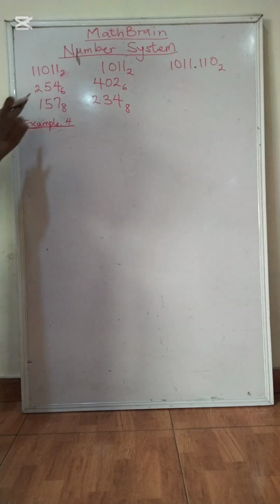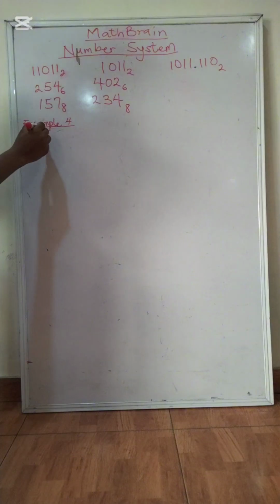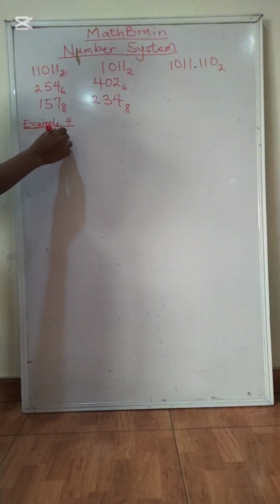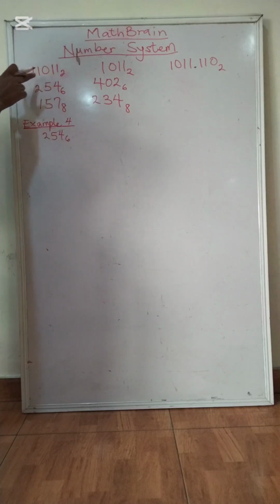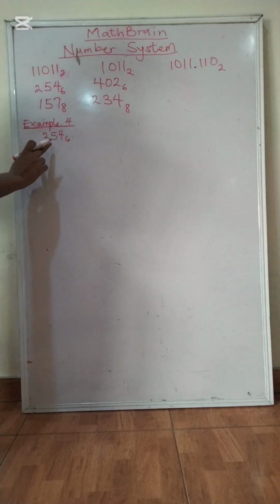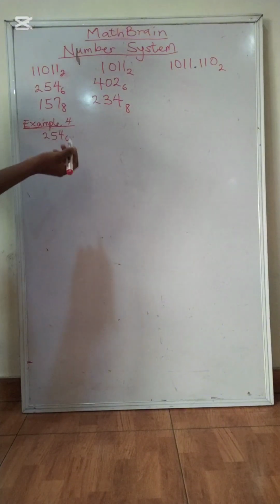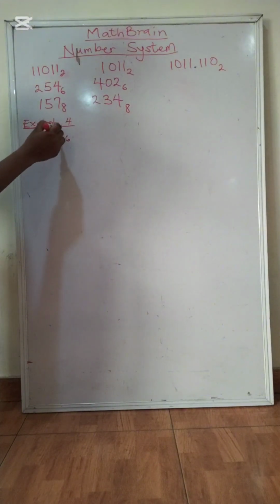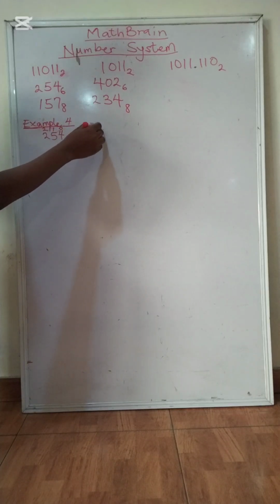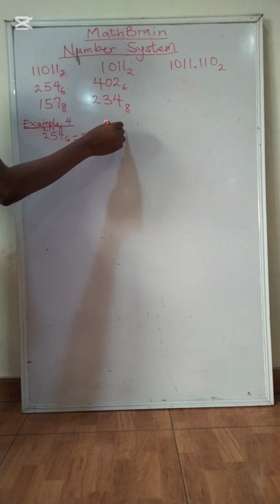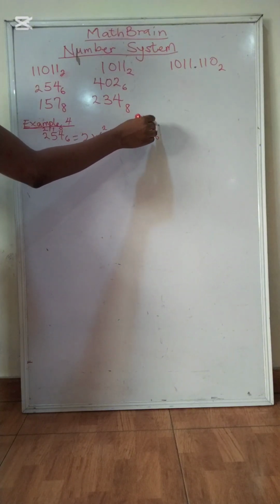Now the fourth example is 254 base 6. We're going to change 254 base 6 to a number in base 10. We moved from changing from a number in base 2 to base 10. Now we're going to see how it looks like changing from base 6 to base 10. The same procedure. Basically, what you do is assign powers to figures, that's 0, 1, 2, and then you say 2 times 6 raised to the power 2 plus 5 times 6 raised to the power 1 plus 4 times 6 raised to the power 0.